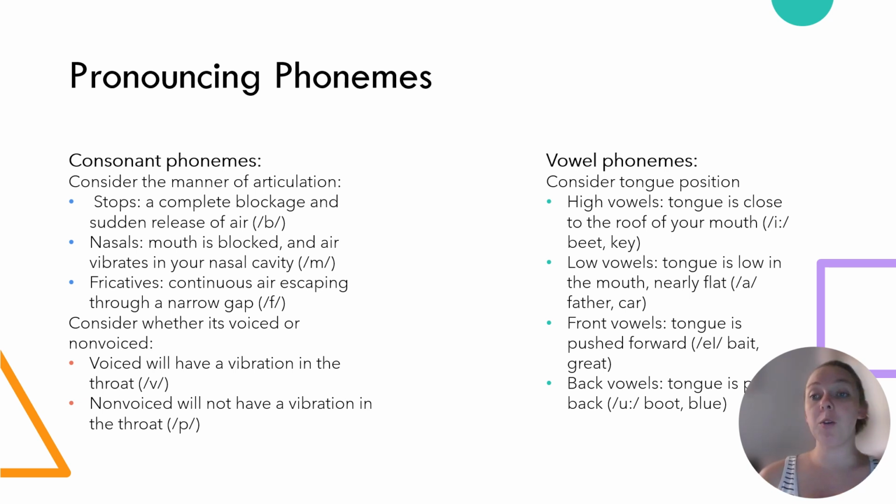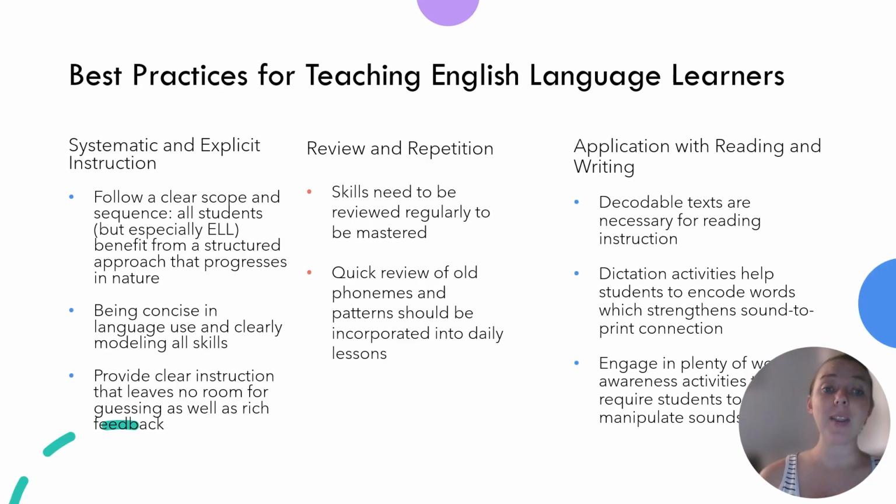Now we are going to move next to some generally just best practices for teaching phonemic awareness, teaching phonemes to your English language learners. And the first and biggest thing with this is that you need to be using systematic and explicit instruction. With this, you're going to want to follow a clear scope and sequence, which is something that all students benefit from, but especially ELL students.